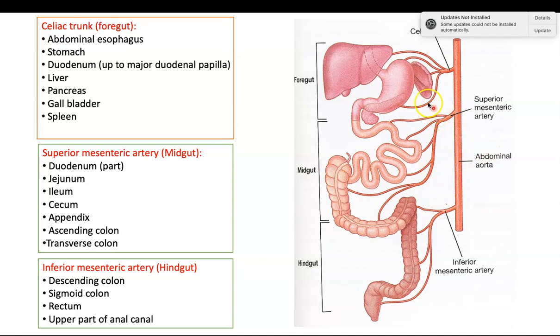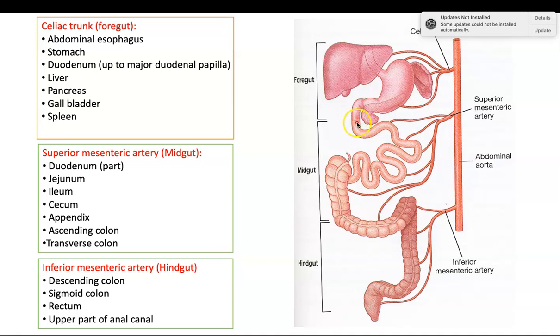The foregut begins at the beginning of the abdominal esophagus. As I mentioned before, the abdominal esophagus is only a small part, the terminal part of the esophagus. From there it goes all the way to the duodenum. In the second part of the duodenum, we mentioned the major duodenal papilla, which marks the opening of the hepatopancreatic ampulla, which is a joint duct formed by the bile duct and the pancreatic duct. Their opening is marked in the second, or descending, part of the duodenum by the major duodenal papilla. So the major duodenal papilla is the junction between the foregut and midgut.